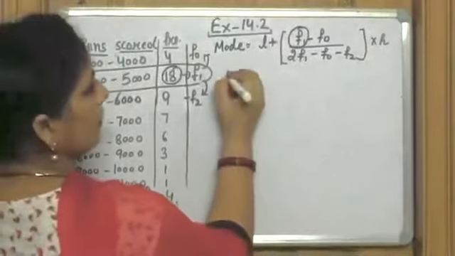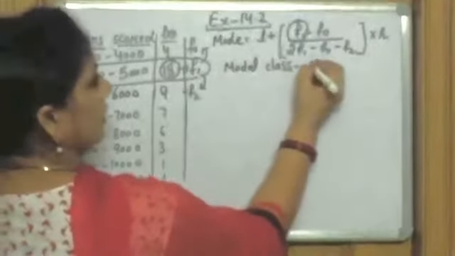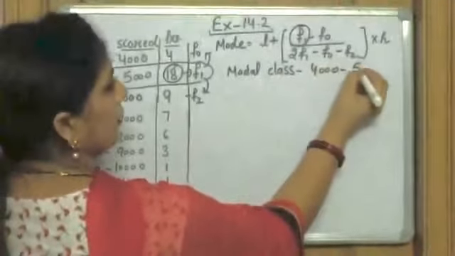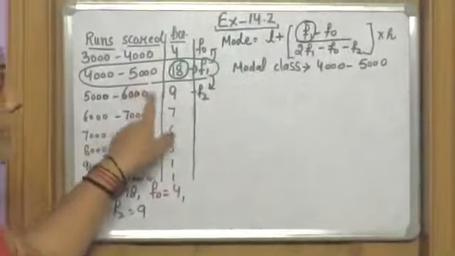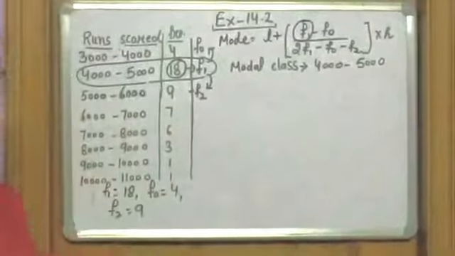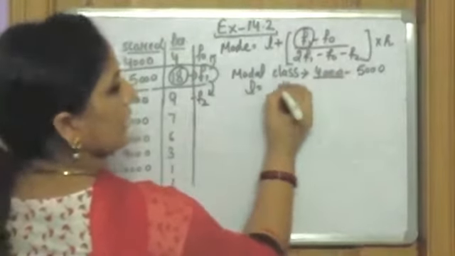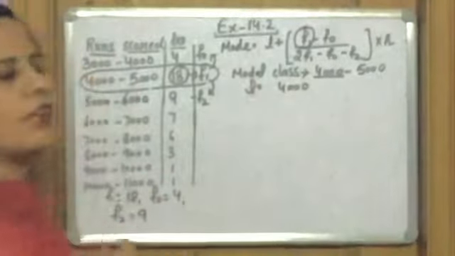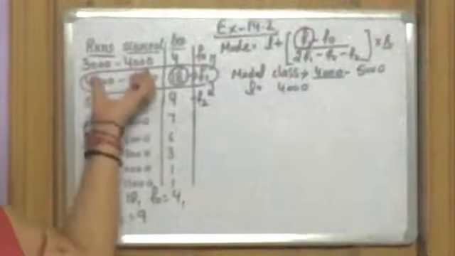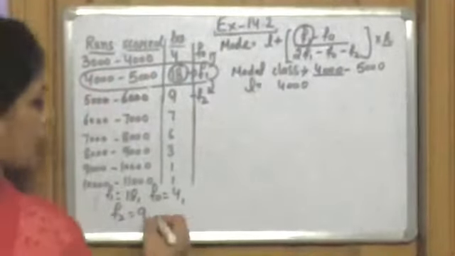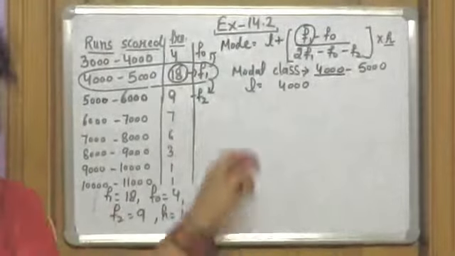Our modal class will be the class interval of F1, which is 4000 to 5000. This is our modal class. We will find the value of L from this modal class. That means the lower limit of this modal class is 4000. This is the value of L. And the remaining term is H. H is the difference of class intervals, which is 1000. So H is 1000. Now put all these values in the formula.